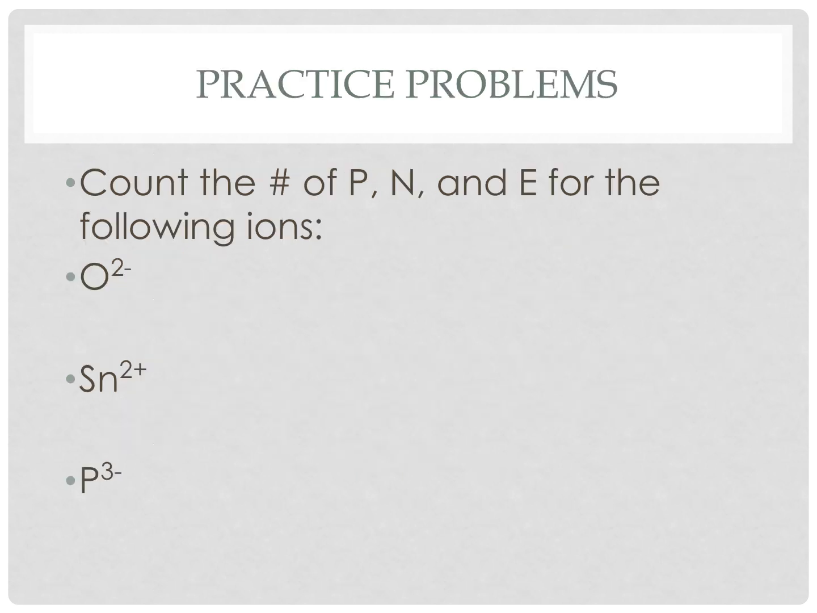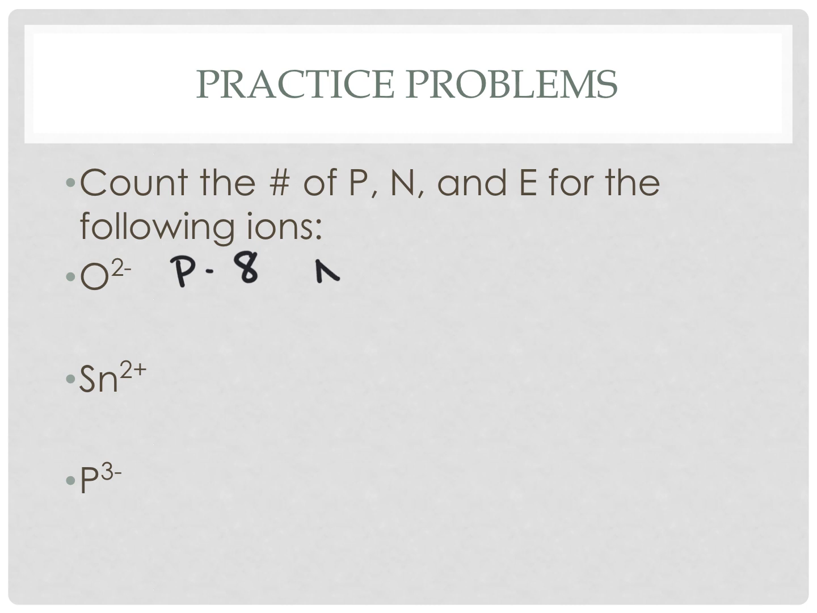Okay, we're going to do just a couple practice problems. So we're just going to count the number of protons, neutrons, and electrons for the following ions. So this is where you want your periodic table out. All right, so our first one is oxygen. It has a -2 charge. Okay. All right, protons still doesn't change. So how many protons does oxygen have?